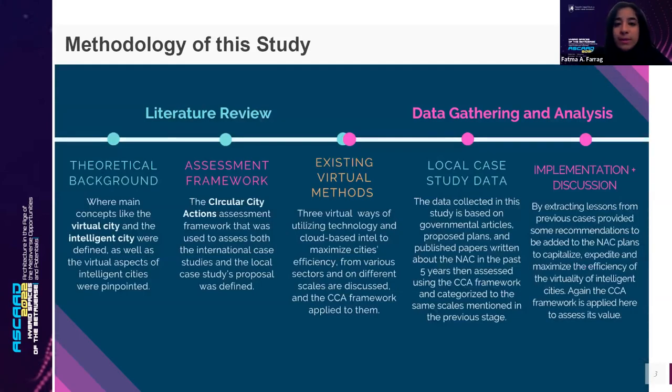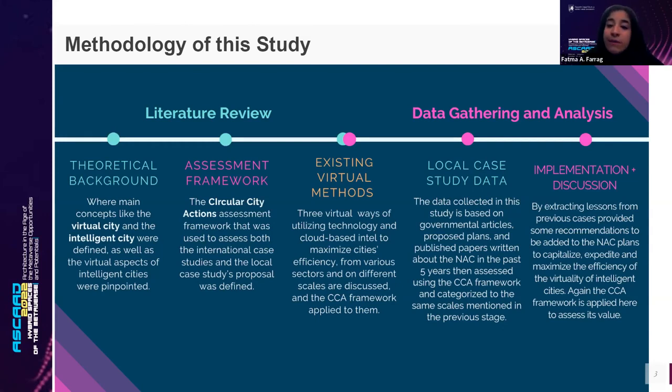For how this study was conducted, the methodology is divided into two large portions: literature review and data gathering and analysis. And it's divided into phases. The first phase is the theoretical background, where main concepts like virtual city and intelligent city are defined, and the virtual aspects of intelligent cities are also pinpointed. And then there's the assessment framework, which is the circular city actions assessment framework that is going to be defined, since it's going to be implemented throughout the coming stages.